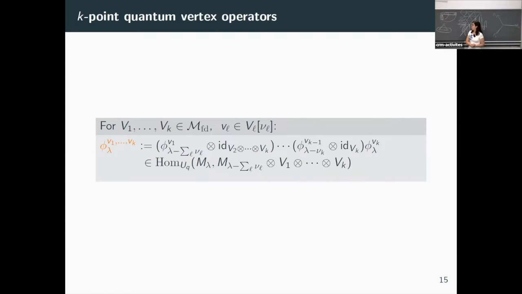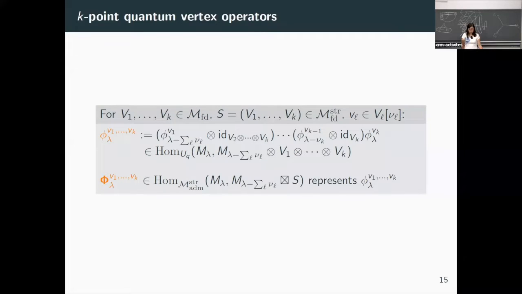The k-point analogs of these, so k-point quantum vertex operators, are then constructed by compositions of these one-point vertex operators. This is similar to the constructions that we've seen also last week in Jasper's talk. So we say, okay, we have k different finite-dimensional modules. In each we take a weight vector, and then we take first phi lambda vk. So we go from m lambda to m lambda minus the weight of this vk vector. That's a space vk. And we say we'll leave vk invariant. We'll apply another one-point vertex operator. Then it goes again to another Verma module, tensor vk minus 1, tensor vk, and so on. So we put all of these together. These will be our k-point quantum vertex operators.